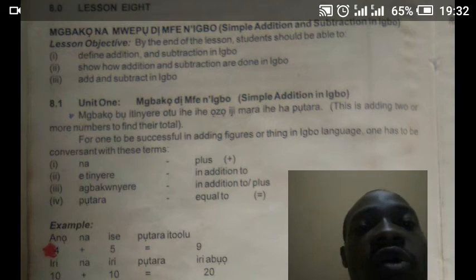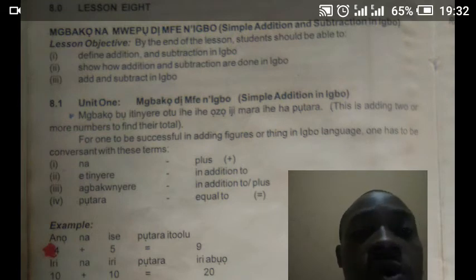language. Alright. So let's look at mgbakọ dị mfe n'Igbo. Simple addition in Igbo. Okay. Mgbakọ bụ itinyere otu ihe ụzọ iji mara ihe ha pụtara. So this is adding two or more numbers to find their total.